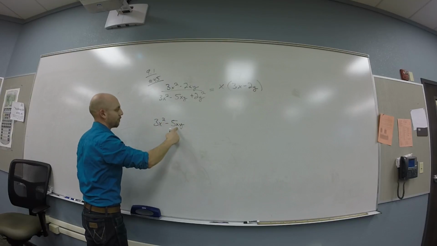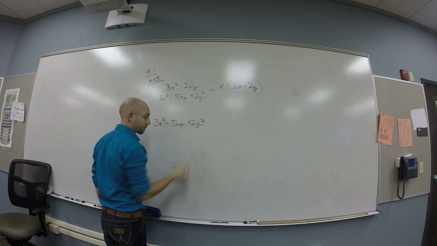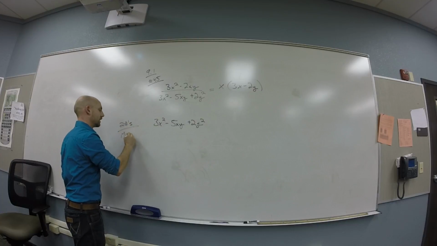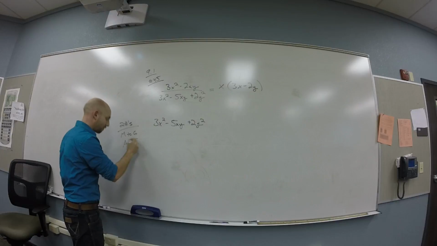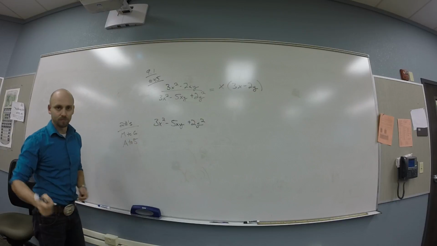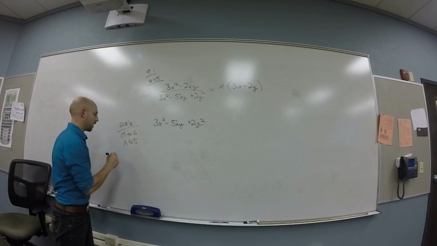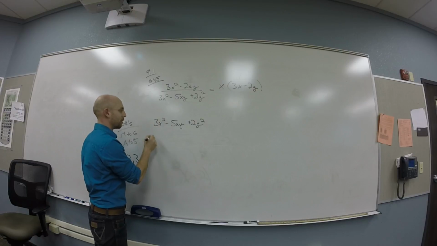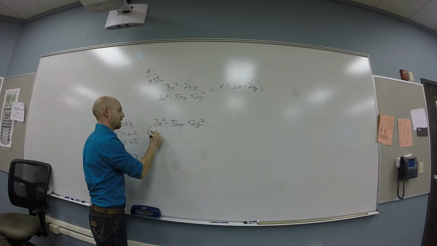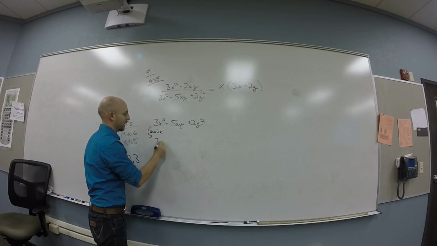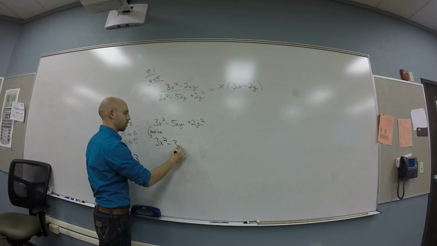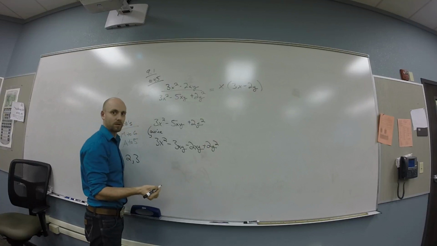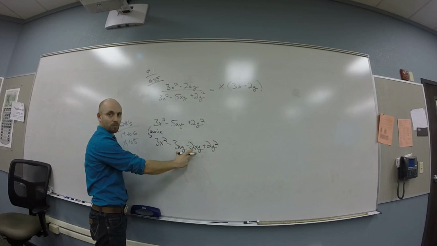So I got 3x squared minus 5xy plus 2y squared. And I want to think to myself, okay, I need two numbers, and they have to multiply to 6 and add to 5. Cool? So two numbers that multiply to 6 and add to 5 are 2 and 3, right? So I'm going to take my 5 in the middle, and I'm going to replace, right? So this is a rewrite as 3x squared minus 3xy minus 2xy plus 2y squared, right? So I took my middle term and I rewrote it with the two numbers I found.